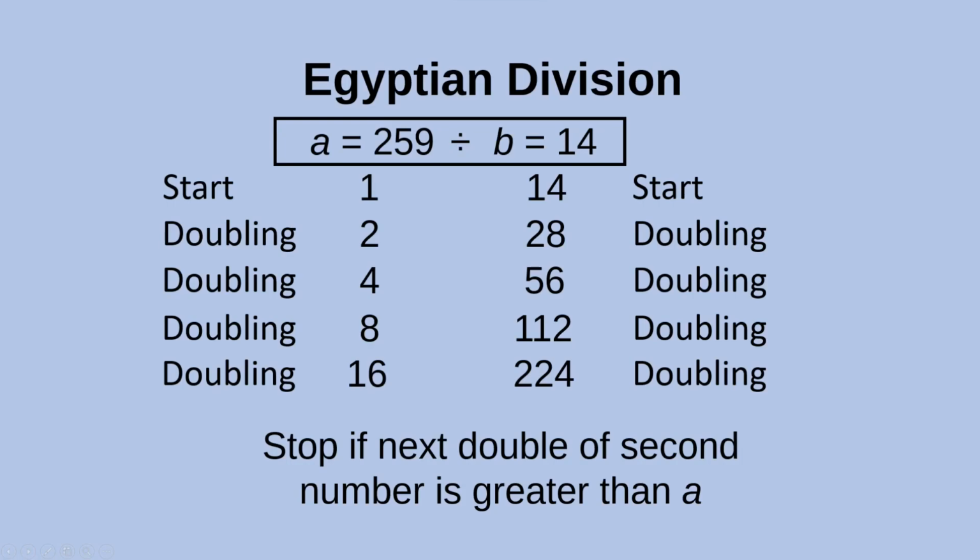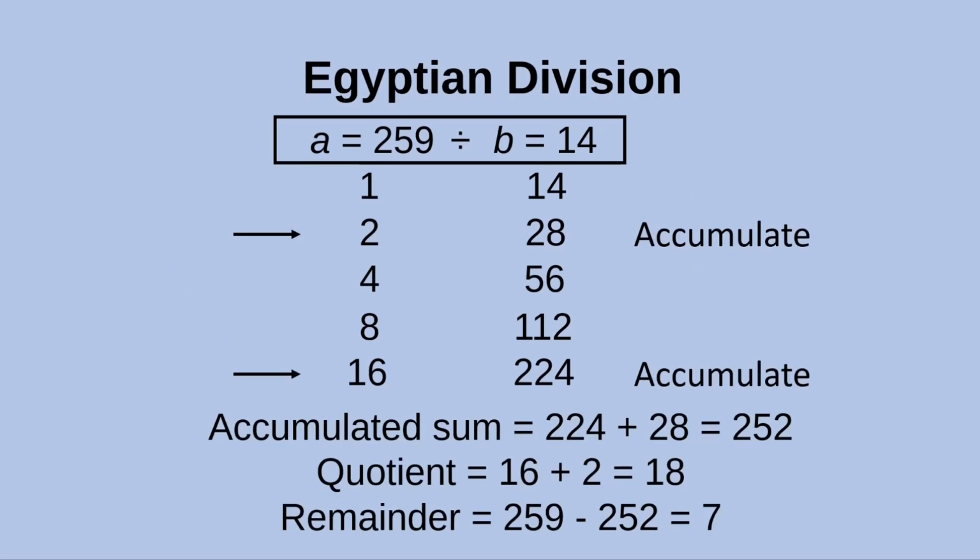And when will we stop the setting up of the rows? We stop the setting up if the next double of the second number is greater than a, which is the dividend. So here the second number means the multiples of the divisor. After we have stopped the building up of the rows, we can pick up the rows that can help us accumulate to the dividend as close as possible. So we can see that the last row and the second row can give us the accumulated sum that is as close as possible to 259.